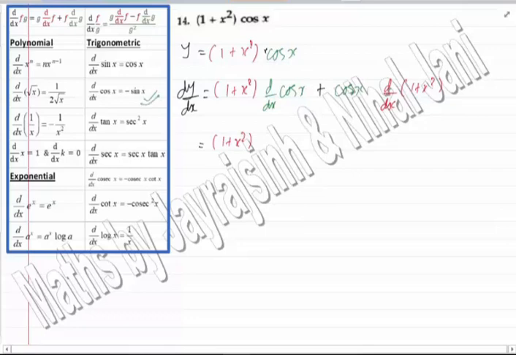Differentiation of cos x is minus sin x plus cos x will be as it is. Differentiation of 1 will be 0 and differentiation of x square will be 2x. So let's open the bracket. Minus sin x minus x square sin x plus 2x cos x can be accepted as the final and the simplest answer. Ta-da! It is easy peasy.